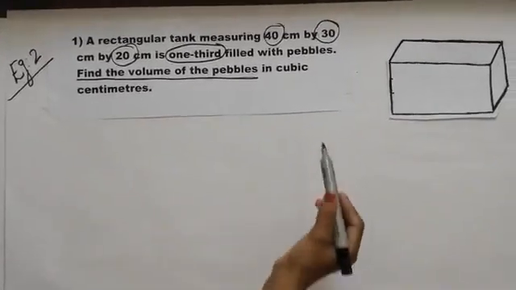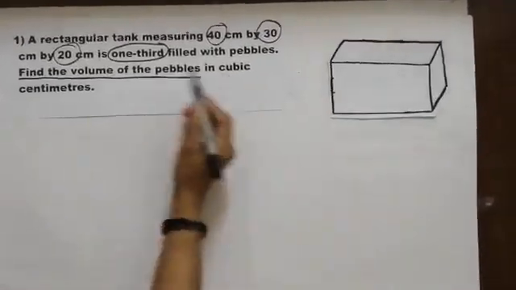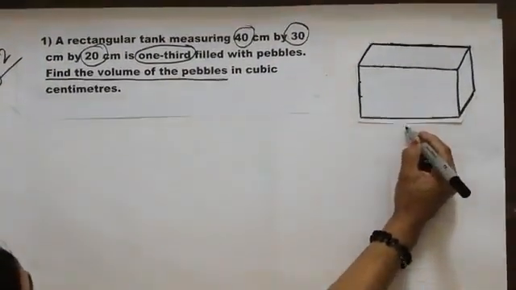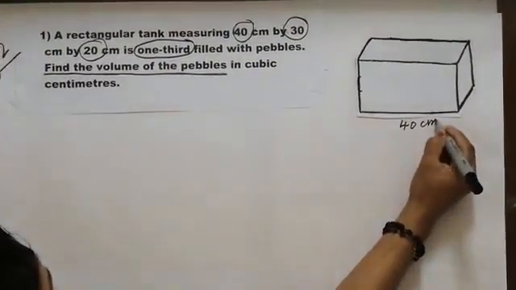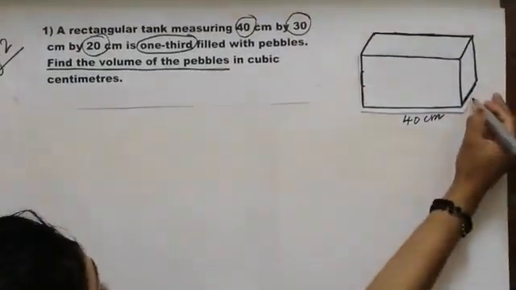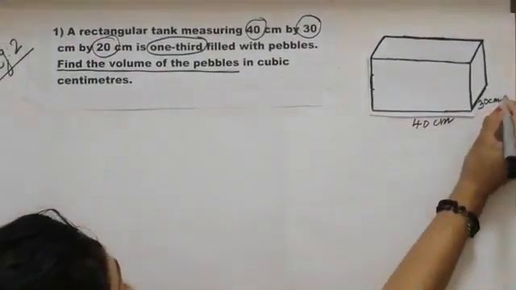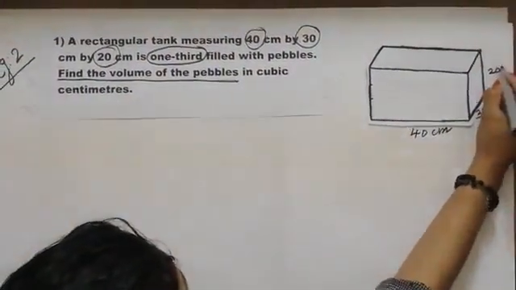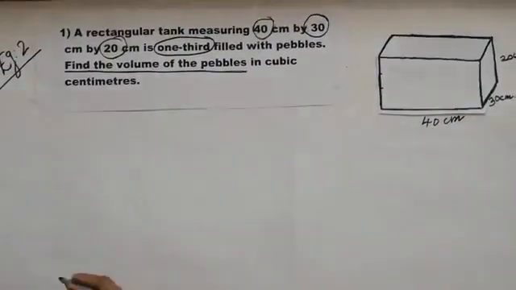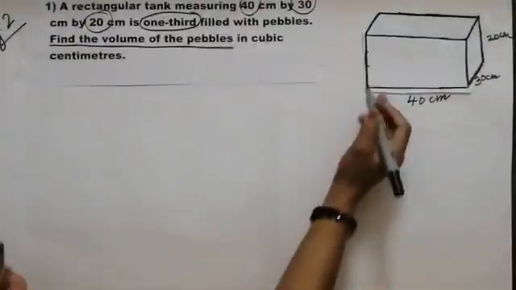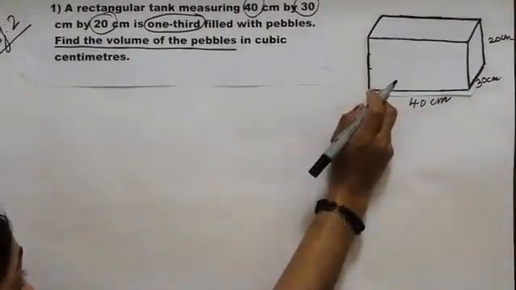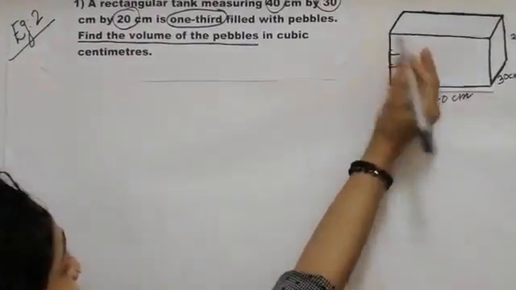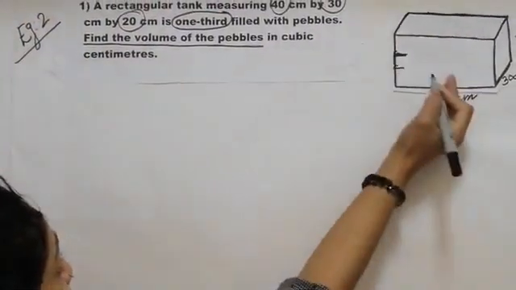The next point, we are going to find out or solve the problem by using the strategies. Here we are going to draw the figure. See, already I have drawn here a rectangular tank. We will write the measurement 40 centimeter length and 30 centimeter breadth and 20 centimeter height. Now 1/3 filled with pebbles. So if we divide this rectangular tank in 3 parts, first part here, second part here and third part here, so 1/3 is filled with pebbles.